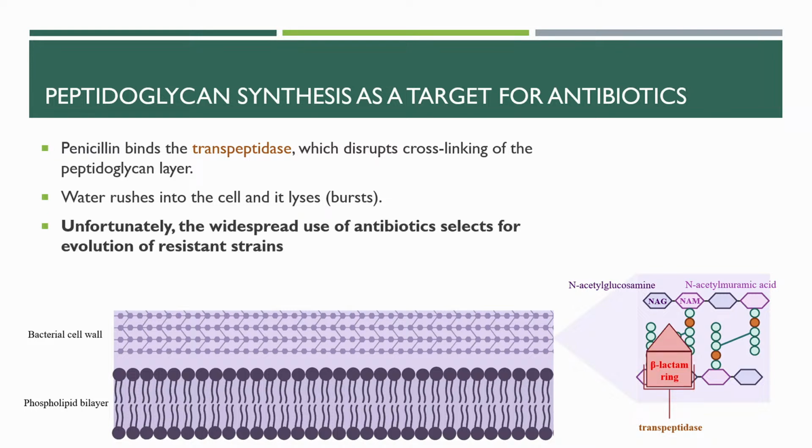But of course, it's really important to remember that the widespread use of antibiotics and the misuse of antibiotics will select for these evolutionary resistant strains. And antibiotic resistance is clearly something we're still fighting against. And not all antibiotics will target peptidoglycan synthesis, but just these ones do, the penicillin classes.